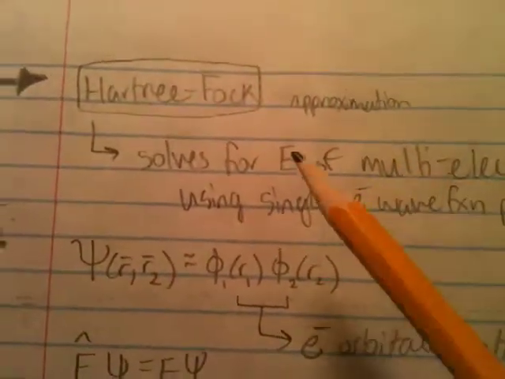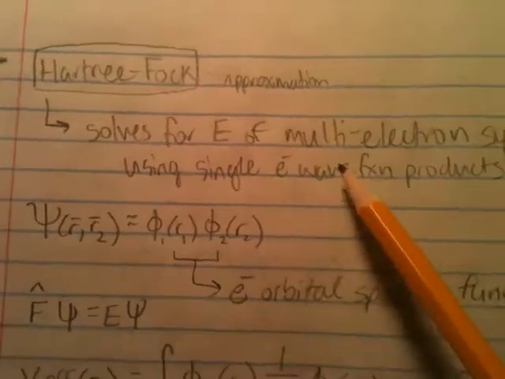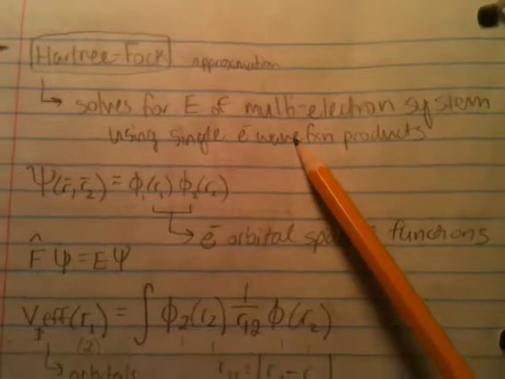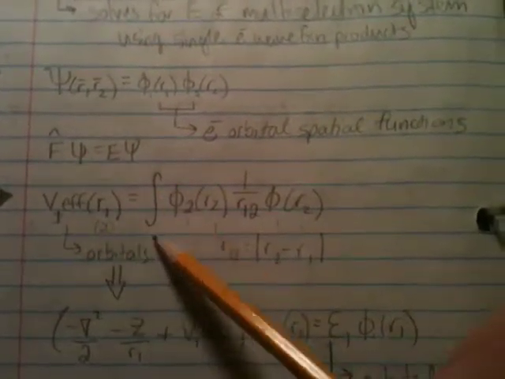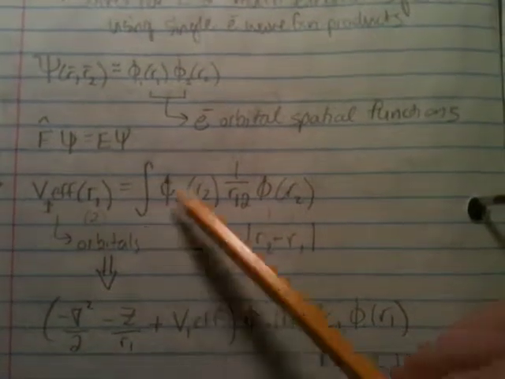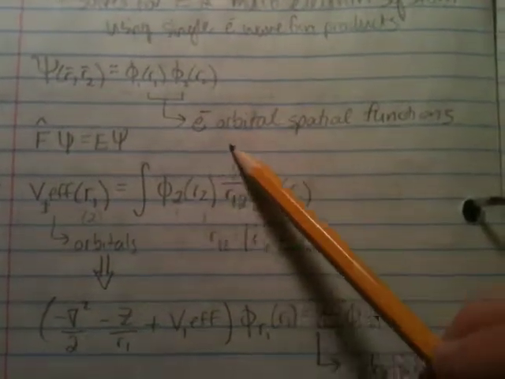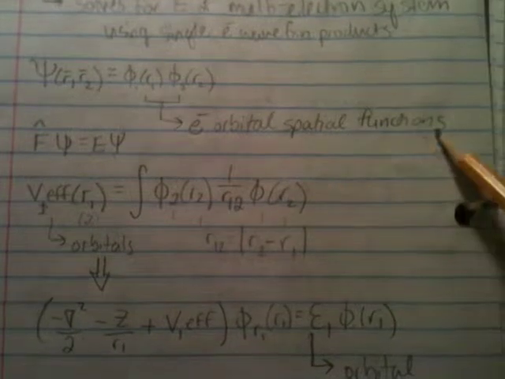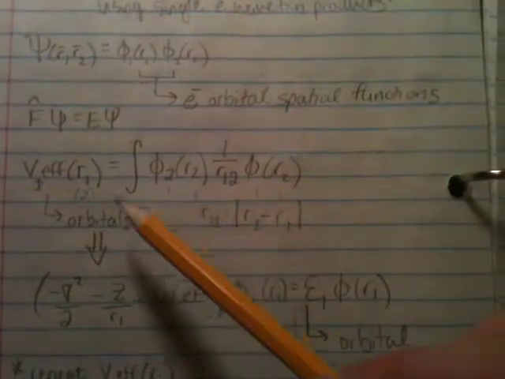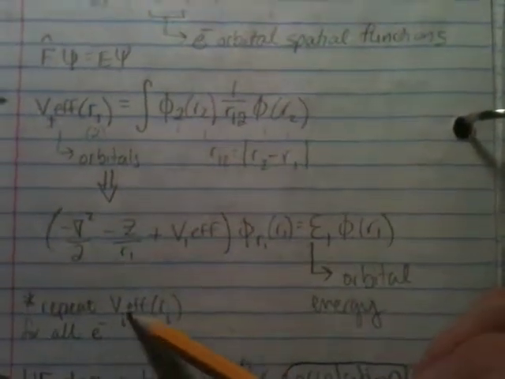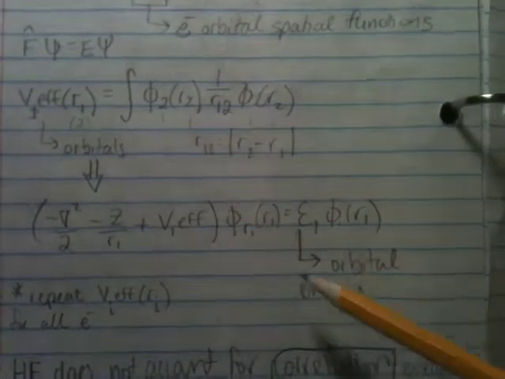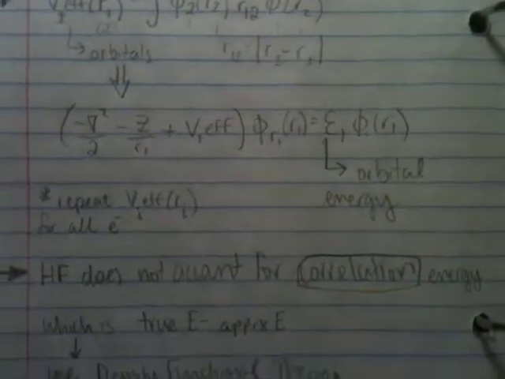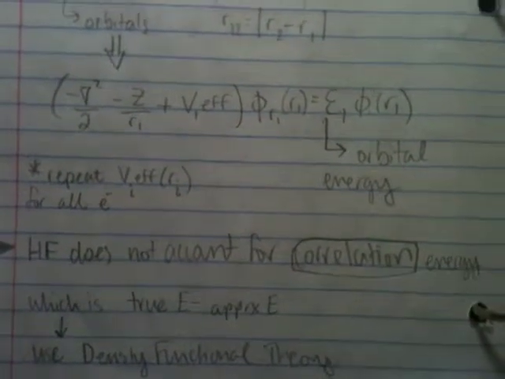Hartree-Fock is a perturbation theory approximation for multi-electron systems using the orbitals and the orbital interactions with these electron spatial functions. This occurs between each electron, and then this is summed. You get your orbital energy. Hartree-Fock is not perfect, so it doesn't account for correlation energy.